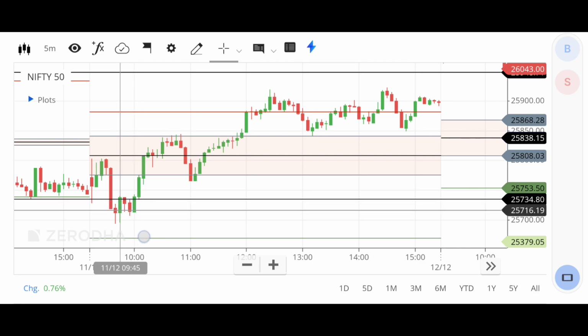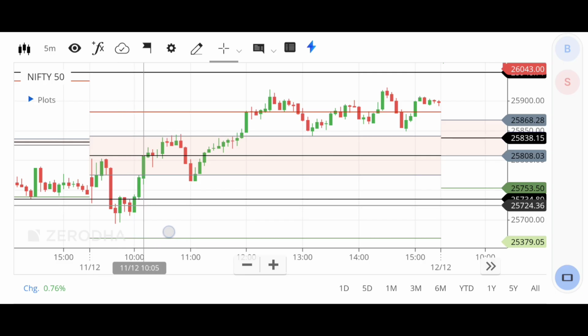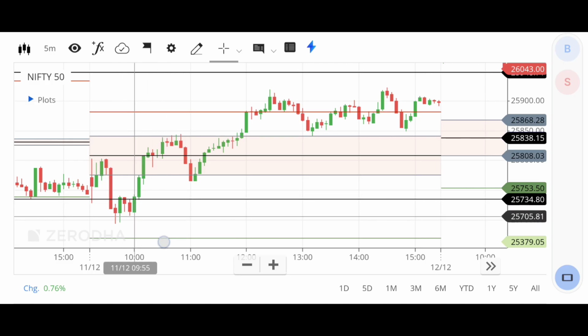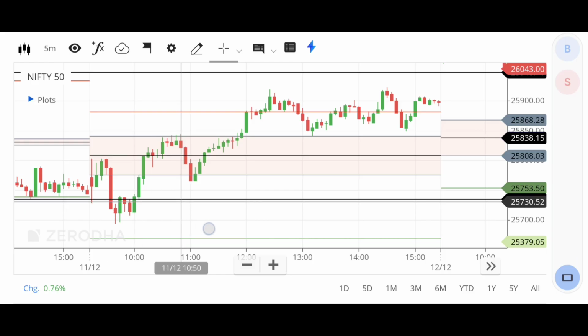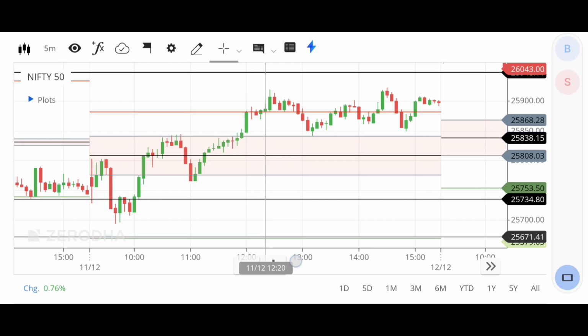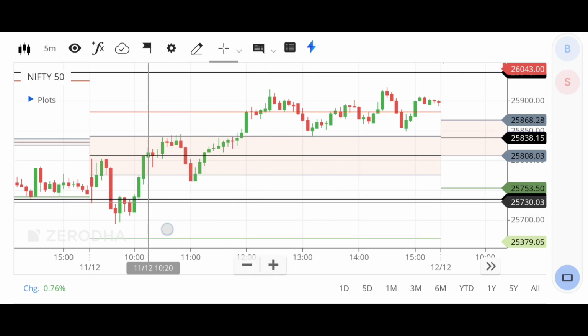But it again gave the opportunity. See, at 10 a.m. itself, it again broke the previous day low. So this is kind of a good trade then, because you can definitely say it tried its best to break this previous day low and reach this S1, but the previous day low played an important role at this 10 a.m.